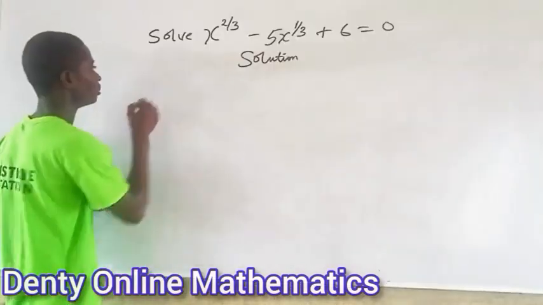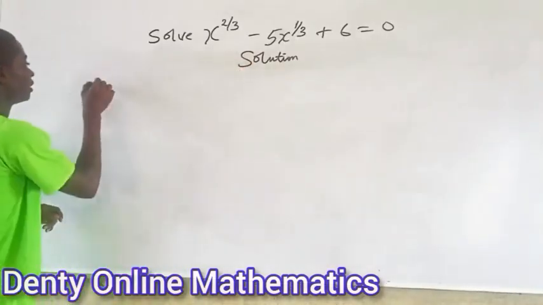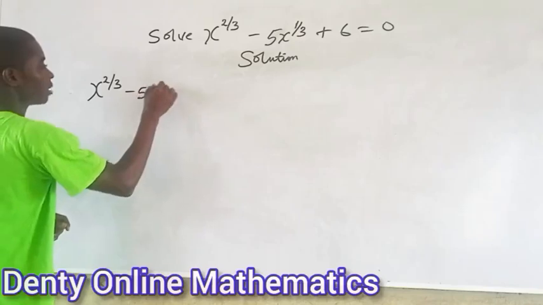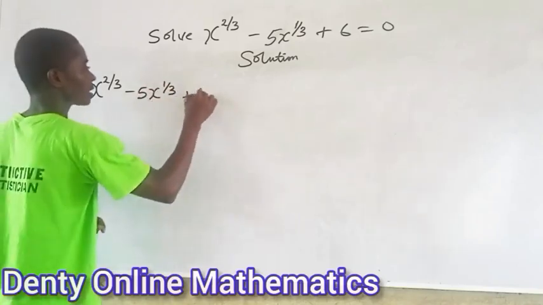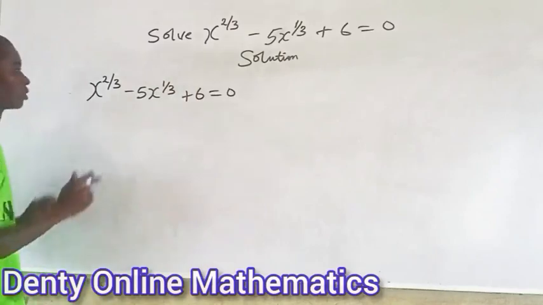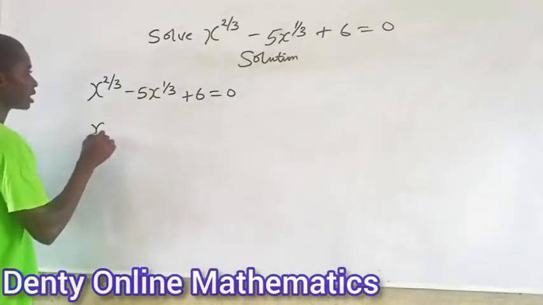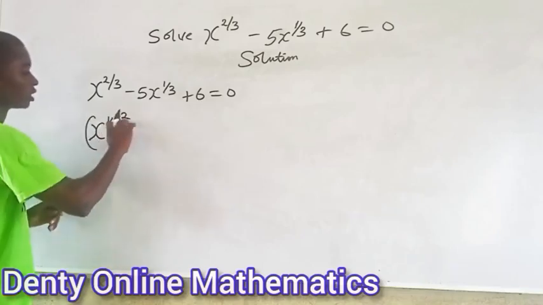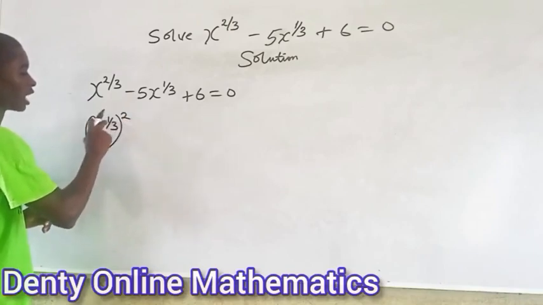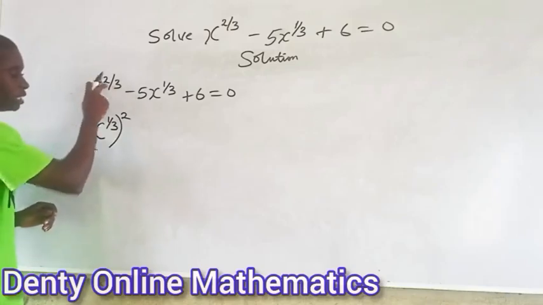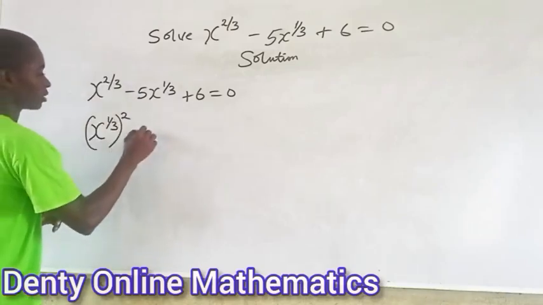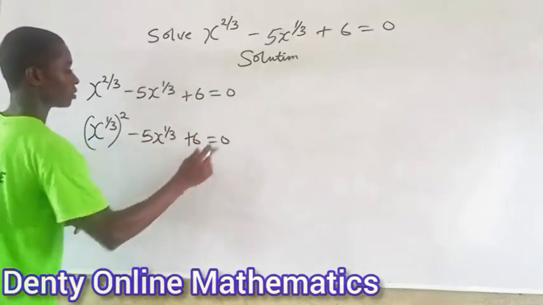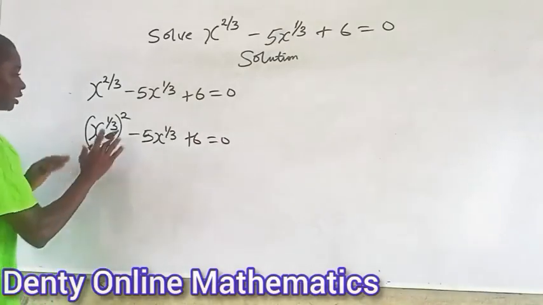Now I have x power 2 over 3 minus 5x power 1 over 3 plus 6 is equal to 0. That's the question. Now, I simply say x power 1 over 3, and then I'm going to square it, because this square will affect the power: 2 times 1 over 3 will give us 2 over 3. So this can come back here: minus 5x power 1 over 3 plus 6 is equal to 0.